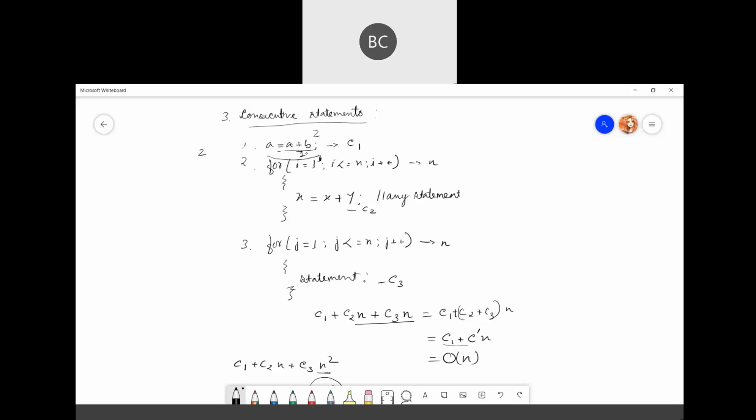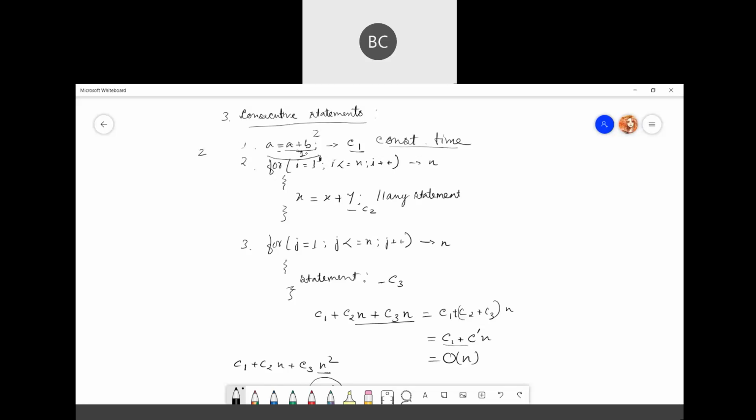It's a number, so it's not depending on your input size. It's just a constant number. It can be 1, 2, 3, 4, up to 10, any number. Whatever it is, it's a constant term, so it will take constant time. You can represent it just like C1. You can give any term, doesn't matter. It's a constant time.